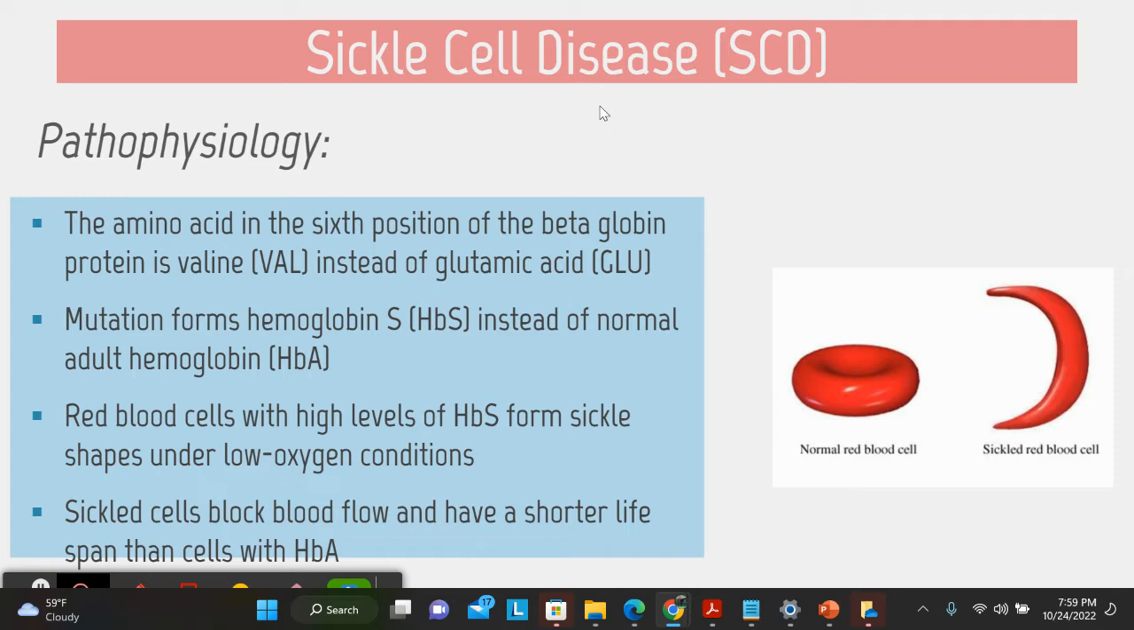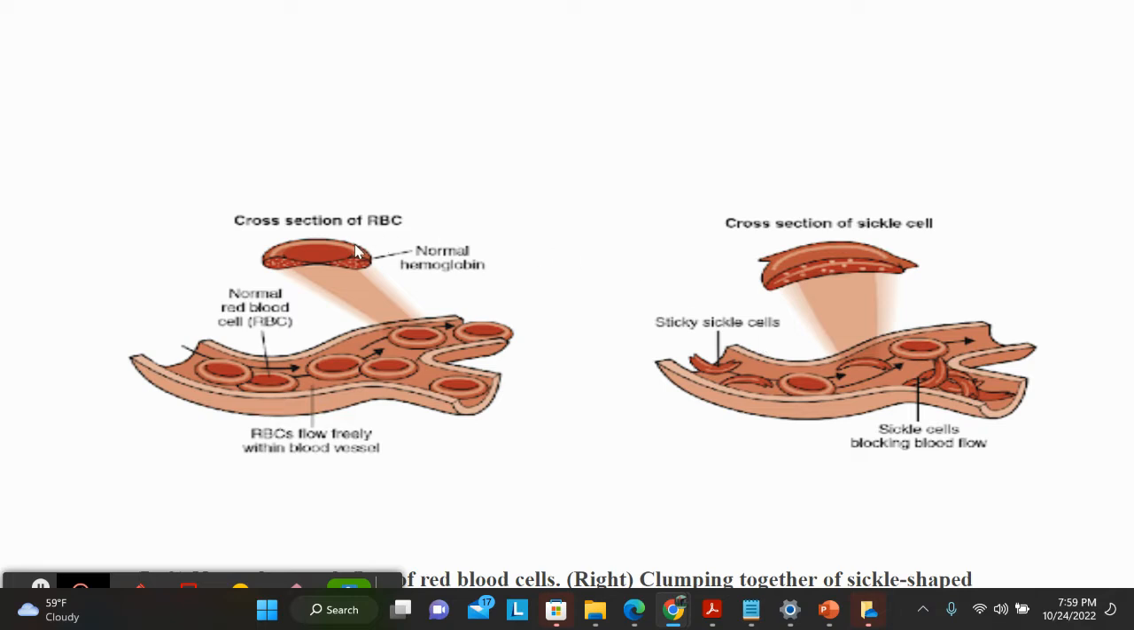And what we have is hemoglobin S, which makes the sickle celled appearance, where it looks kind of crescent shaped, instead of normal adult hemoglobin, which looks kind of like a donut. Red blood cells with a lot of this hemoglobin S look like this under low oxygen conditions. They kind of fold inward, then they stick together and they get stuck in the blood vessels. They cause a lot of pain and organ damage. And they die faster. So the actual red blood cell count is lower. And this should all be super familiar.